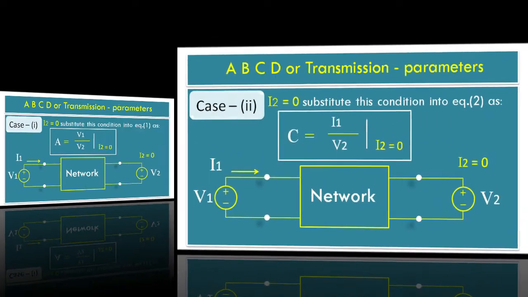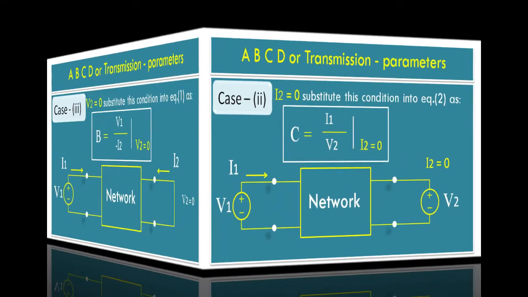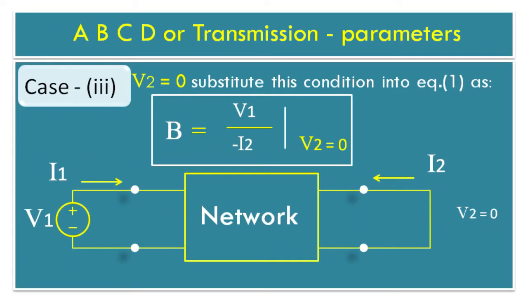Now study case 2 of transmission parameters. Let's substitute current I2 equal to 0 into equation 2 of ABCD parameters. We get transmission parameter coefficient C is equal to current I1 upon V2, where current I2 at port 2 is 0. Refer to the two-port network diagram. Current I2 equal to 0 means we are obtaining coefficient C at port 1 and 2 using current I1 and voltage V2.